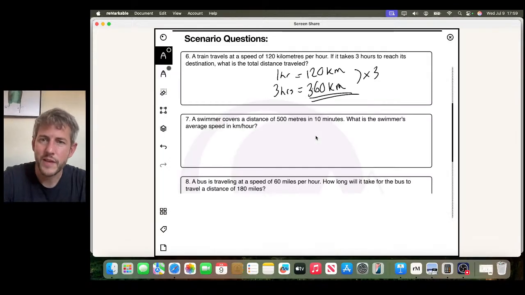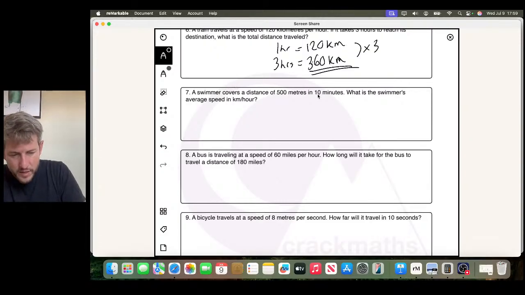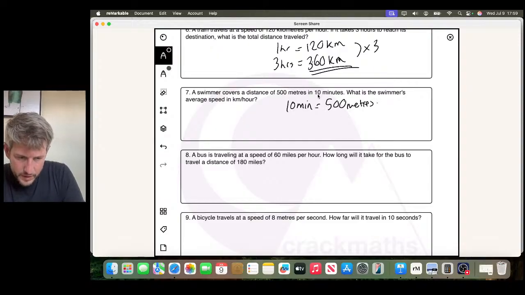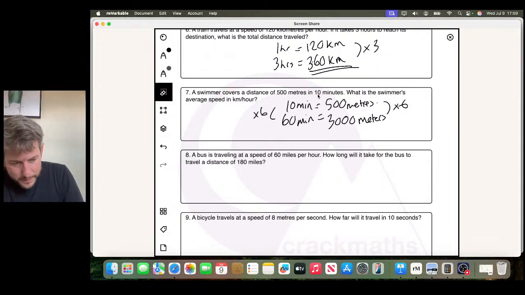Right, question 7. A swimmer covers a distance of 500 metres in 10 minutes. What is the swimmer's average speed in kilometres per hour? Okay, so 10 minutes equals 500 metres. We need 60 minutes, that's what an hour is. So that's this times 6, so we times this by 6 as well. 500 times 6 gives us 3,000 metres. Oh, I keep spelling metres wrong.